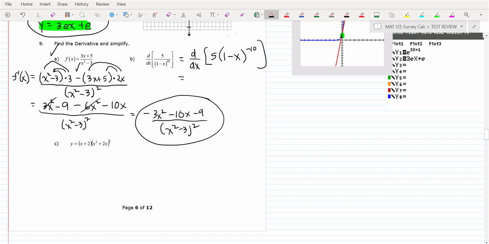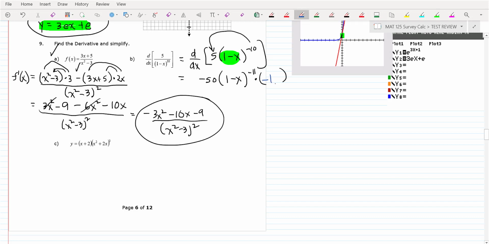And then remember, it goes like this, okay? You just multiply like that, bring the exponent down. That's negative 50 times 1 minus x. Subtract 1 from the exponent, so that's negative 11. But what else do you have to do? Derivative of what's inside, so what's the derivative of 1 minus x?